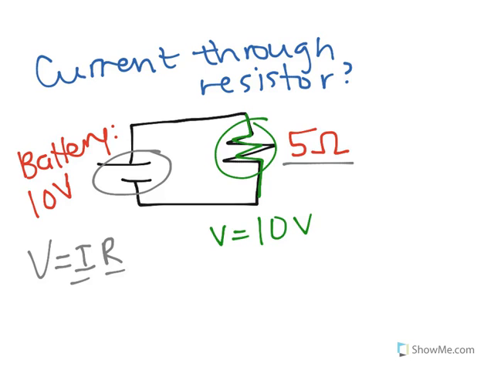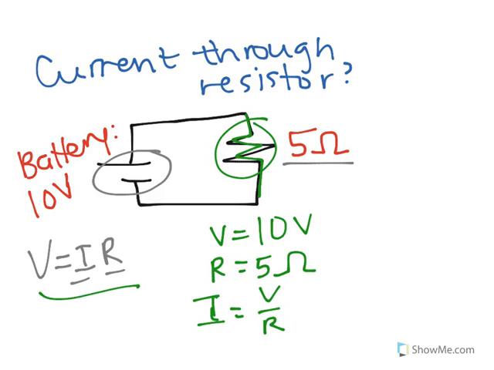And we know the resistance, it's given to us, so we know that R equals 5 ohms. So for I, we're just going to rewrite this equation in a way that isolates I. Let me do capital I just to be consistent. And we're going to say I equals V over R, and that is 10 volts over 5 ohms, and that gives us 2 amperes.